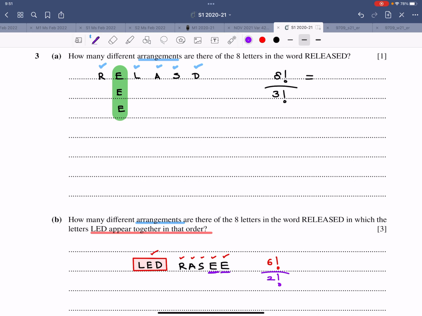What is happening inside the box? So now inside the box, what is happening? Inside the box, nothing is happening. Why? Because the order is fixed. LED is fixed. It's not changing. So it's just 1. So the answer is 6 factorial over 2 factorial.